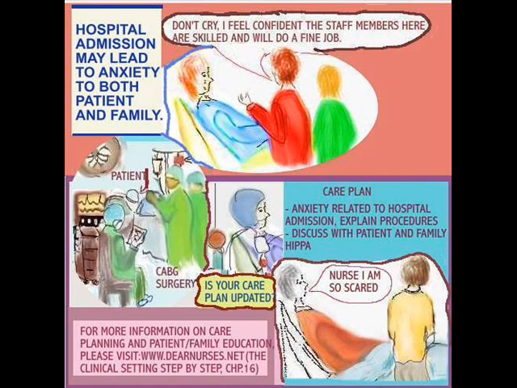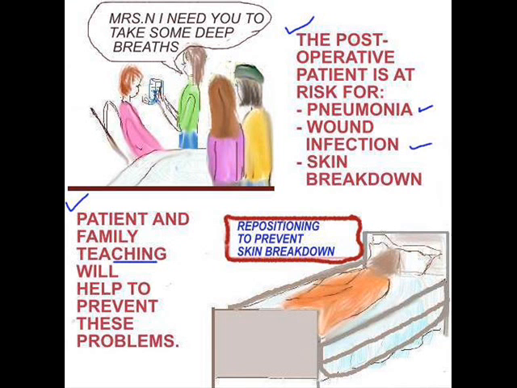So let's talk about the post-operative patient. The post-operative patient is always at risk for pneumonia, wound infection, and skin breakdown. These are just a few of the concerns of the post-operative patient. You have things like bleeding. You can even have things like separation of your wound, your incision. When you have wound dehiscence, there are just a number of things that can go wrong and can go right also.